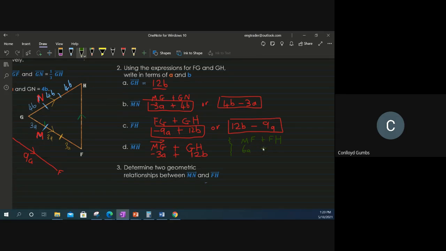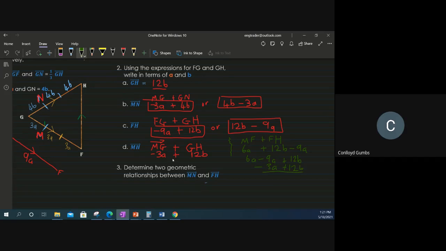And FH is this here, minus 9A, and then 12B, however there. We could put this here, 12B minus 9A. All right, now when I simplify this, it could be 6A take away 9A plus 12B. This got turned to negative 3A plus 12B. You see? You get the same answer.